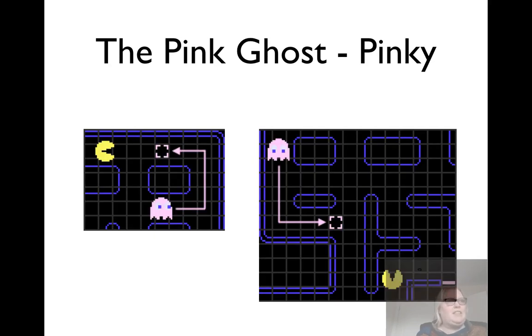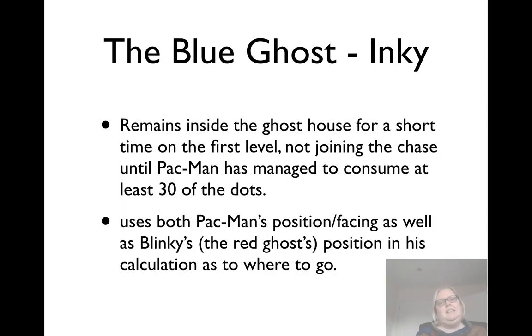So here's a diagram of this. Most times it's 4 squares ahead of Pac-Man, but we've got that error where it becomes 4 squares ahead of Pac-Man and 4 to his left when Pac-Man's facing upwards. Okay. The next ghost we've got is Inky.